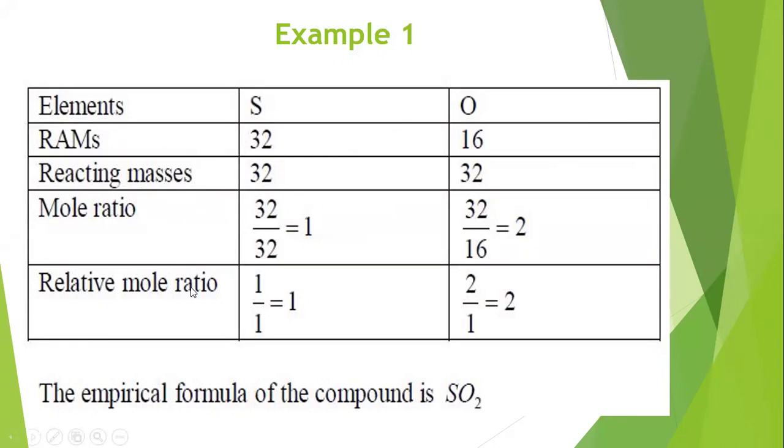Now, the relative mole ratio is 1 here, and here it will be 2. From there, the relative mole ratios are the ones which you are going to substitute into the simplest formula of the given compound. So, therefore, the empirical formula of the compound is SO2. I hope it's clear. Moving on.